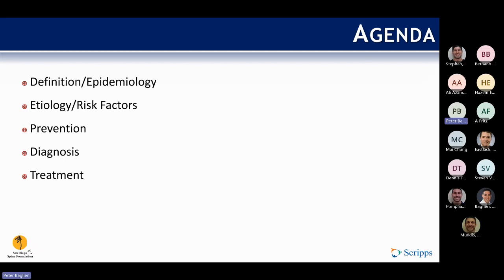We have a little bit of stuff to get through, so I'll try to cover everything thoroughly while keeping everyone on their busy schedules. We're going to talk about the definition and epidemiology of pseudoarthrosis, a bunch of the risk factors associated with it, prevention, diagnosis, and then some treatment options for it.